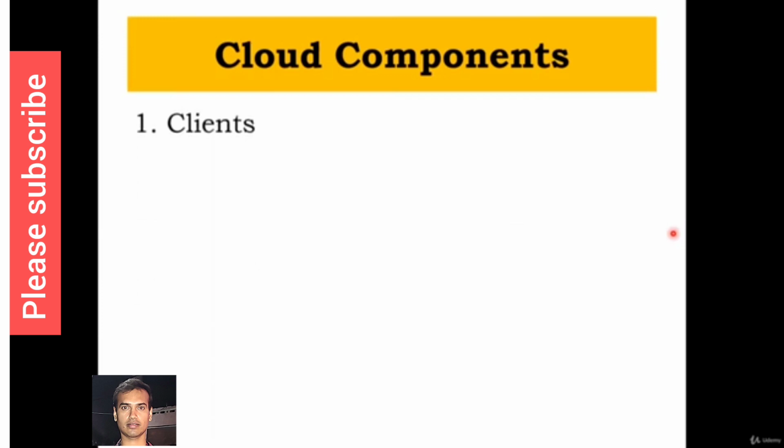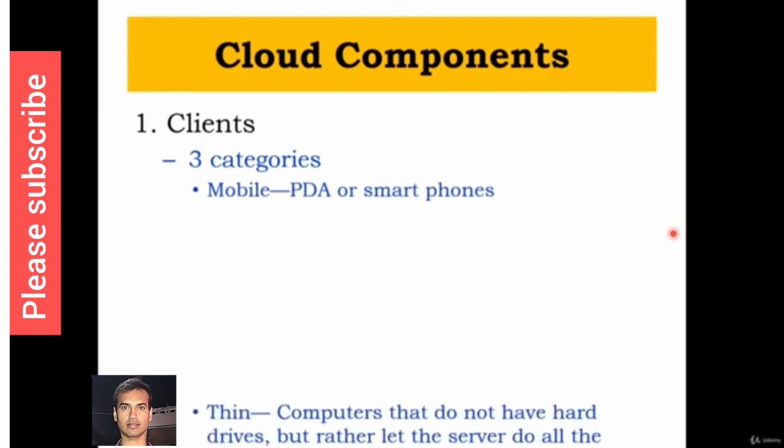Let us see one by one in detail. First component is the clients. So clients are the users of the services. There are three categories of the clients. First is the mobile. It includes the PDA or smartphones.